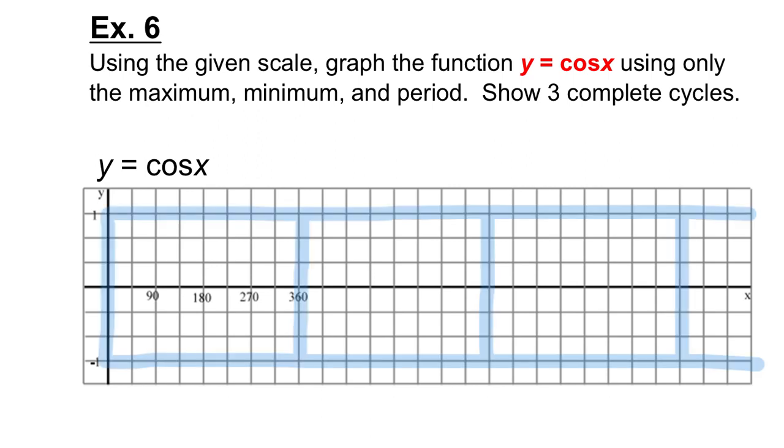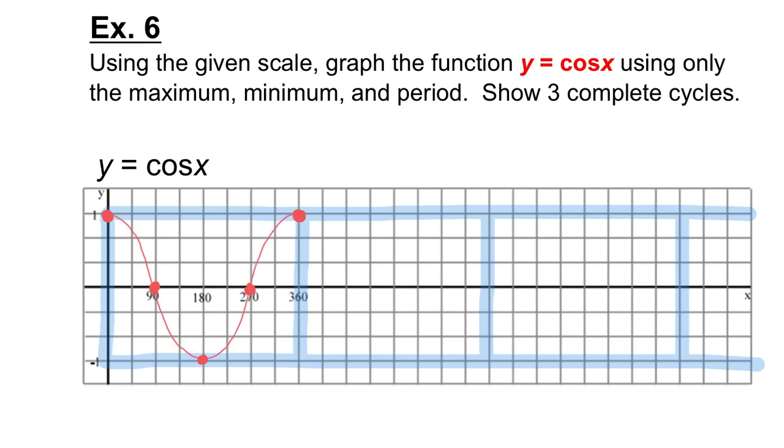So for this one, I know the maximum is 1, the minimum is -1, and the period is 360 degrees. So I've drawn 3 boxes. Now remember, cosine starts at the maximum. Then it's going to end at the maximum. Halfway in between, it's going to be at the minimum. So between your first and your second dot, you're going to be in the middle. And between your middle and your last dot, you're going to be here again.